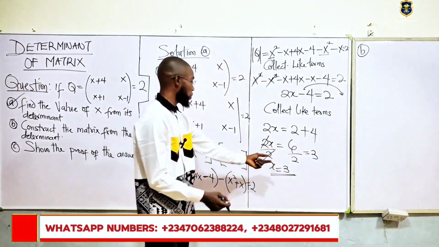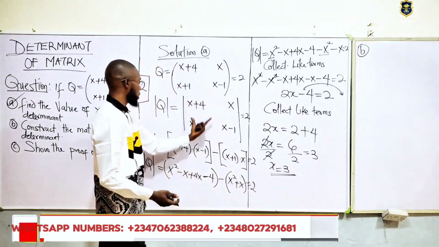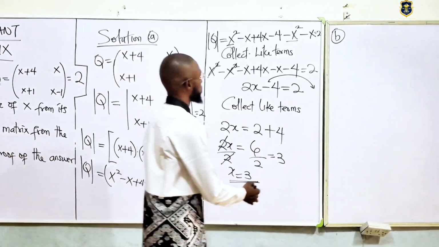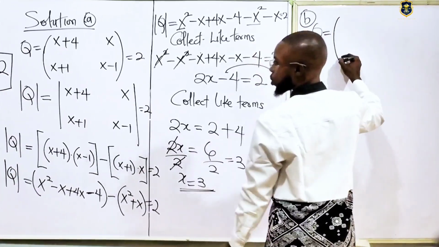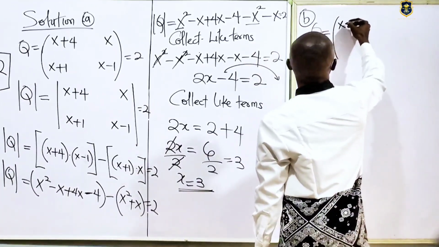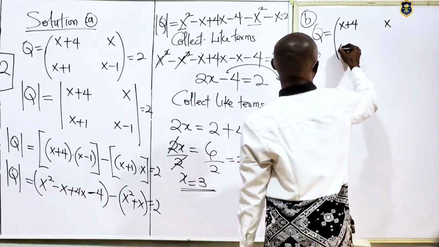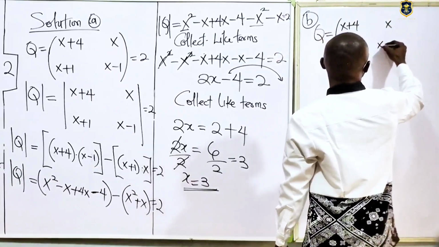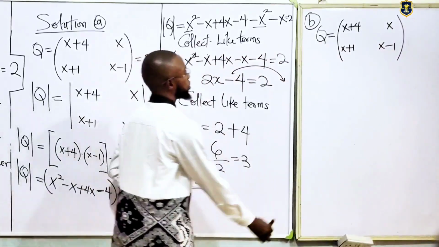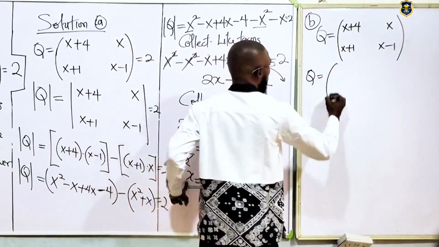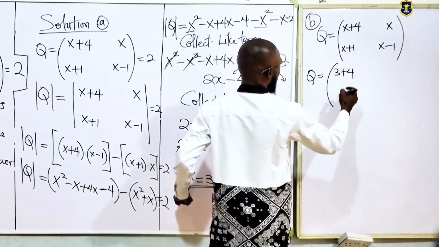If you have gotten a value of x, it's just a matter of fixing the value of x in the matrix equation. So from that it becomes what? Our Q becomes what? It has x plus 4, right? x, and then x plus 1, and then x minus 1 here. If we are fixing the value of x, Q will give us x here becomes 3, right? 3 plus 4 and then what?